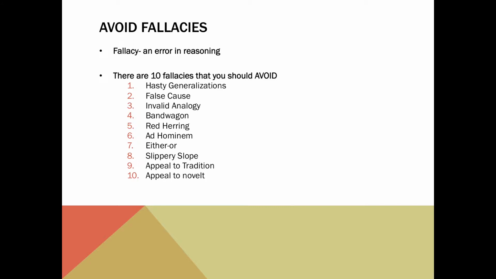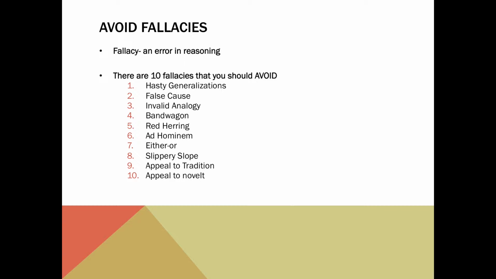So here are the 10 fallacies that you should avoid. Let's start with number 1. Number 1 is called the fallacy of hasty generalization. A fallacy of hasty generalization is one in which a speaker jumps to a general conclusion on the basis of insufficient evidence. So as a speaker, you're committing a hasty generalization when you jump to a conclusion on the basis of insufficient evidence. Let's delve more deeply into this, okay?